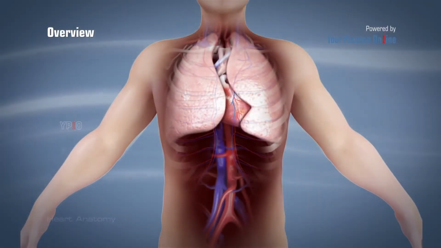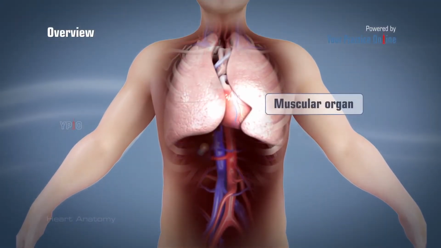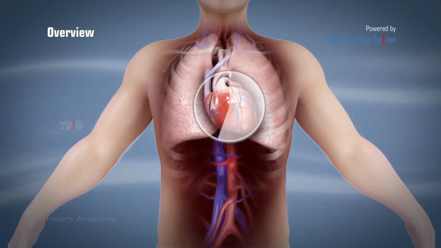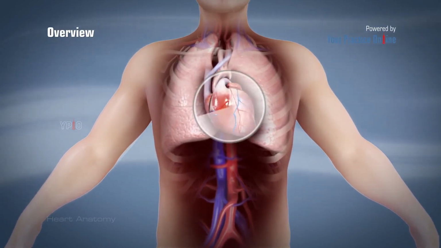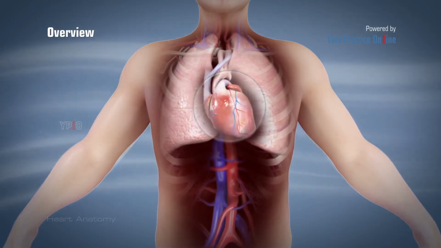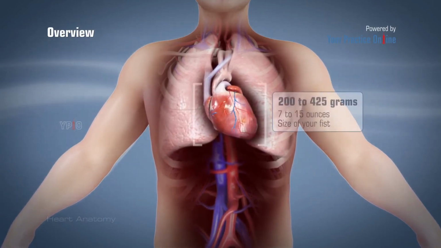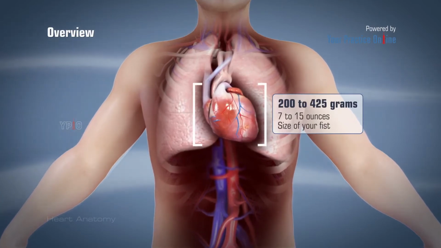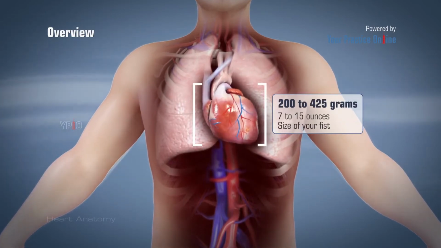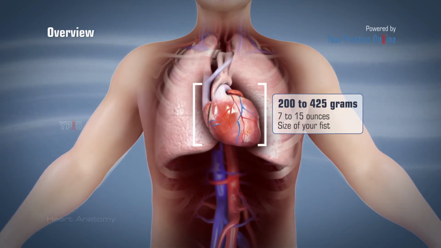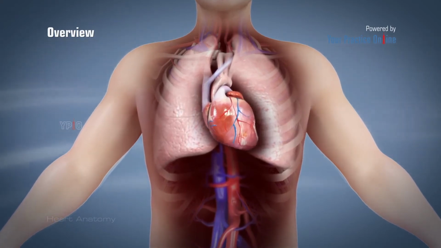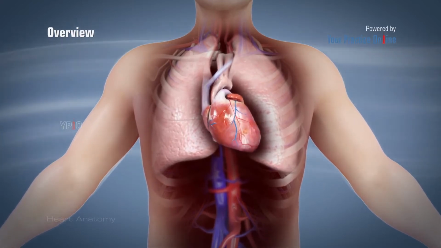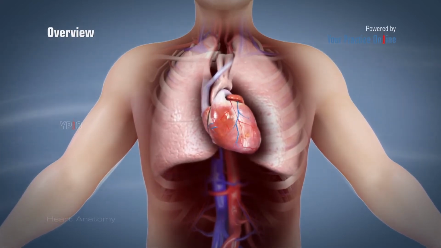The heart is the most important muscular organ in the body. It works around the clock, pumping blood to various parts of the body through the network of blood vessels. The normal adult heart weighs between 200 to 425 grams, 7 to 15 ounces, and is about the size of your fist. Learning about your heart and its functions can help you understand the various conditions that may affect your heart, as well as to take precautions to prevent them.